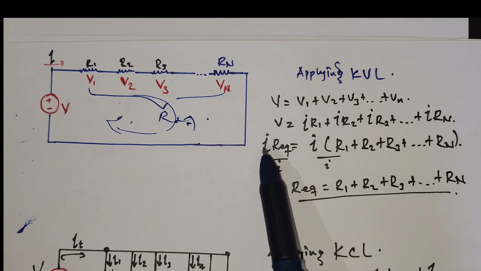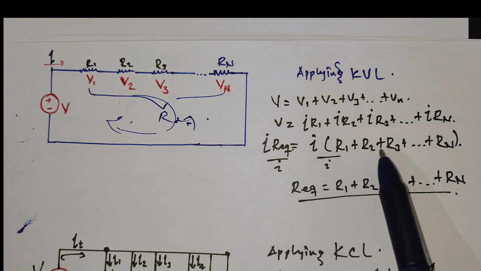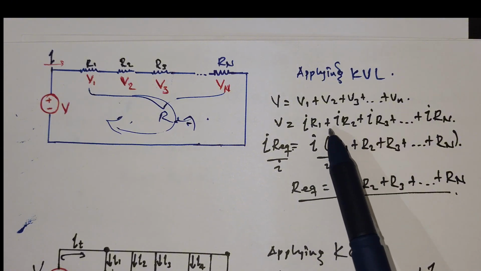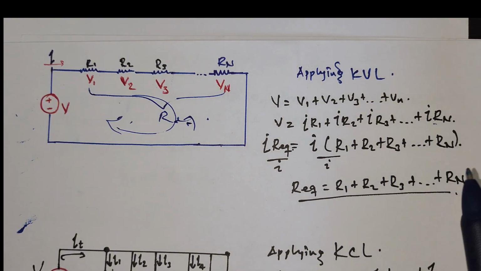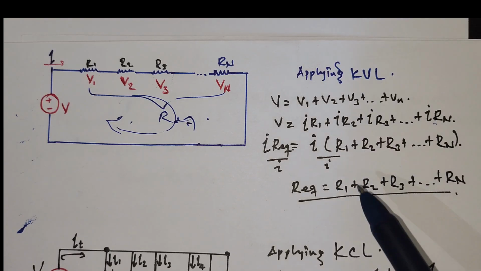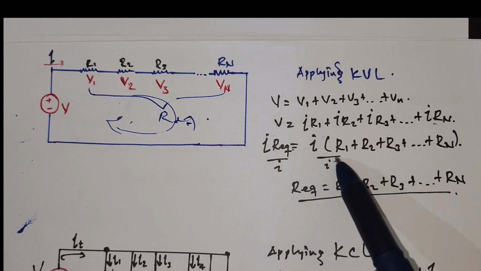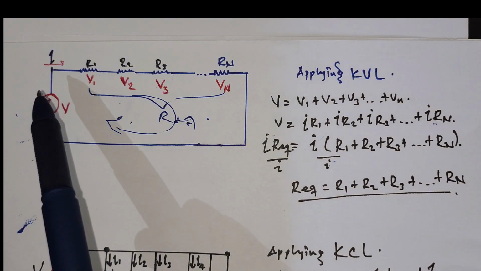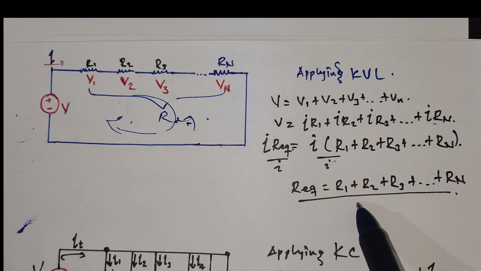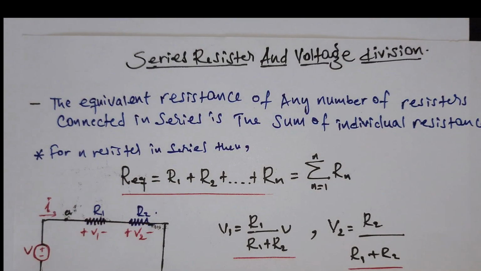V is equal to I times R equivalent. So we take I common from these resistors, cancel I from both sides, dividing both sides by the common I. So R equivalent will be R1 plus R2 plus R3 up to Rn. This is how the formula is derived.